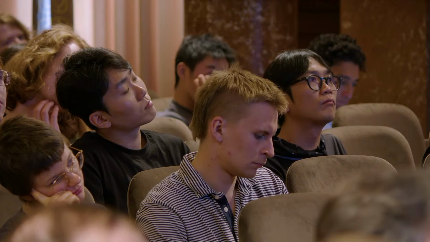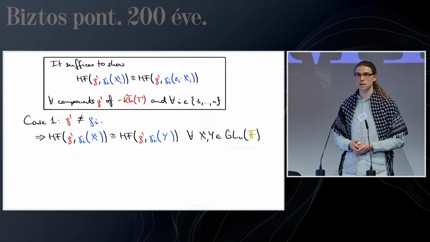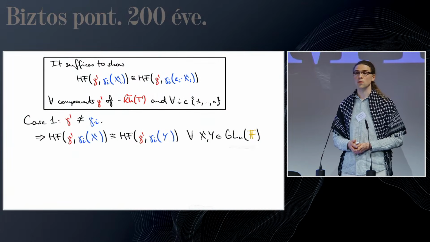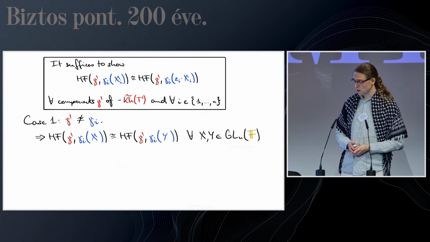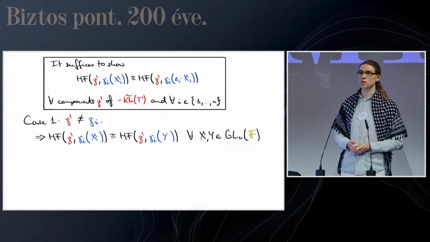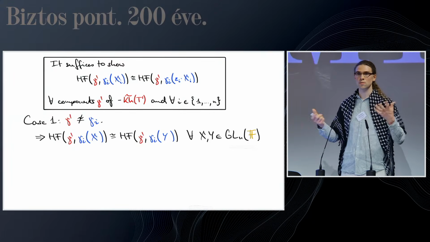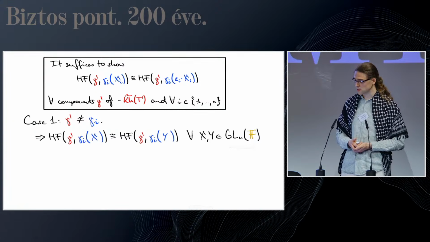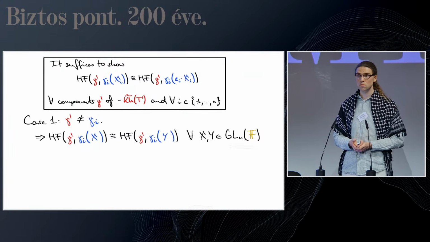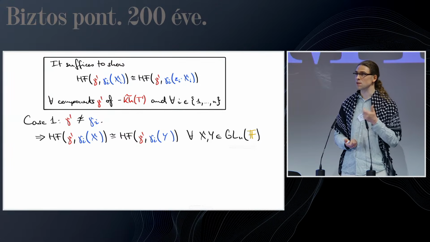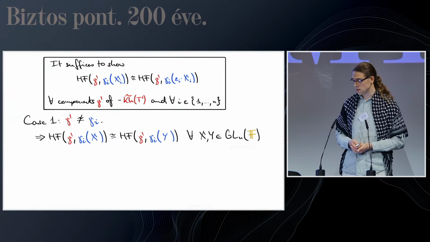The first case is very simple. Suppose that the underlying curves of gamma prime and gamma i don't coincide, that they're not homotopic to each other. Well, in that case, it turns out that the Lagrangian Floer homology of them is more or less independent of the local systems. Okay? As long as the two local systems that you put on the curves have the same dimension, then the Lagrangian Floer homology won't see any difference. So in particular, a sign flip won't affect the outcome.